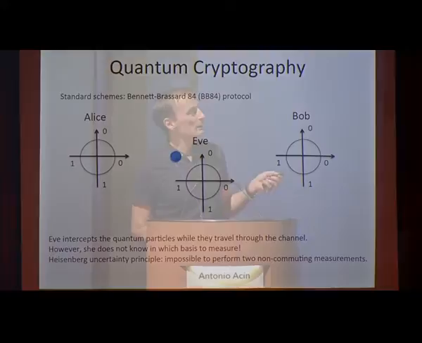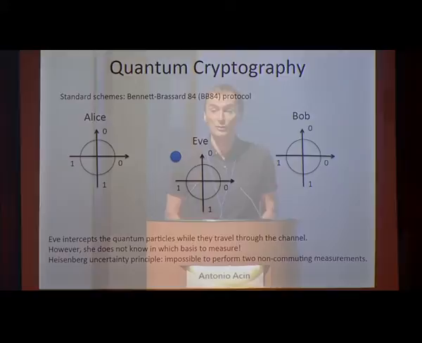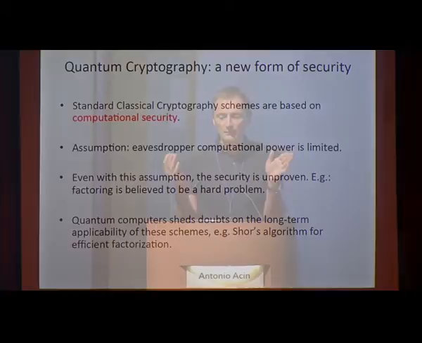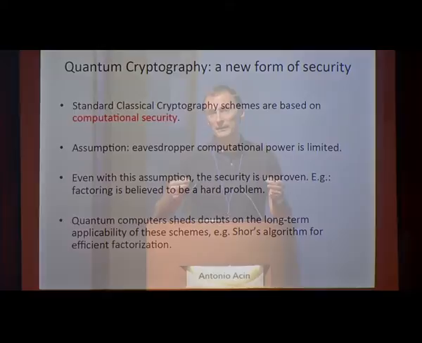And this is why Eve cannot read the information, because it has been encoded on possibly two non-commuting bases. And this is why I can say that it's a secret key, because the enemy cannot read the information. Okay, so I hope more or less you understood the idea. Quantum cryptography, for this form of quantum cryptography, is the Heisenberg uncertainty principle in action. You just exploit this principle.